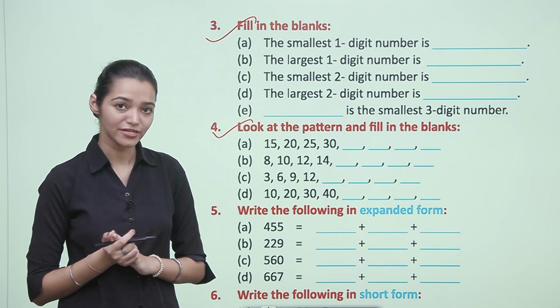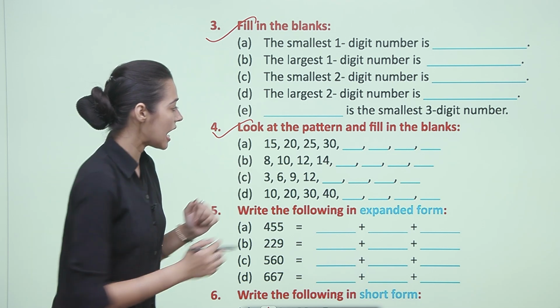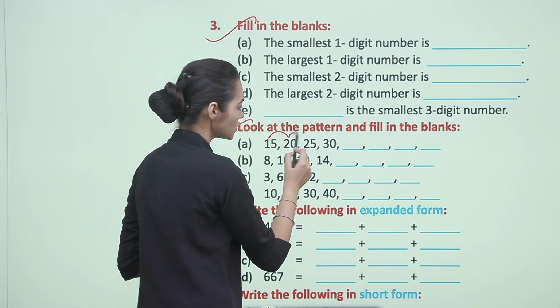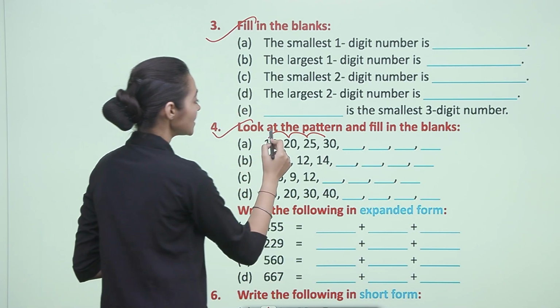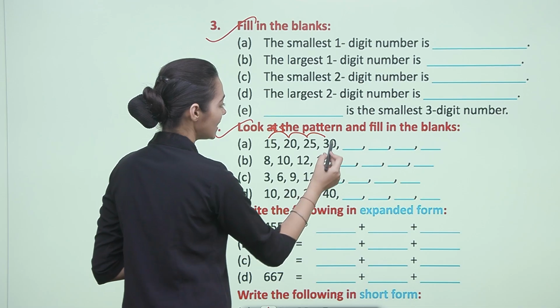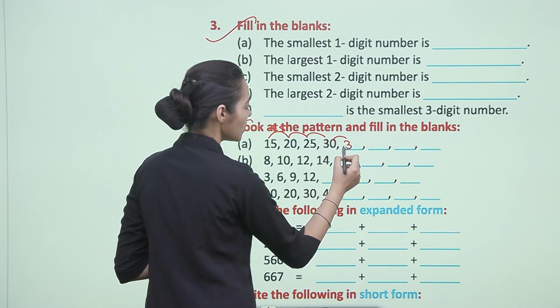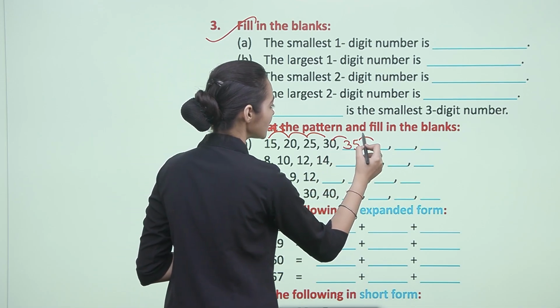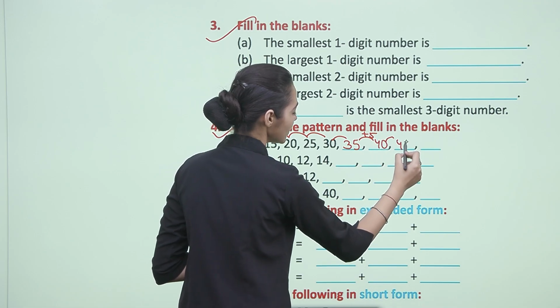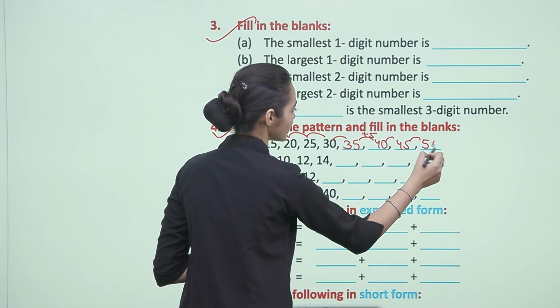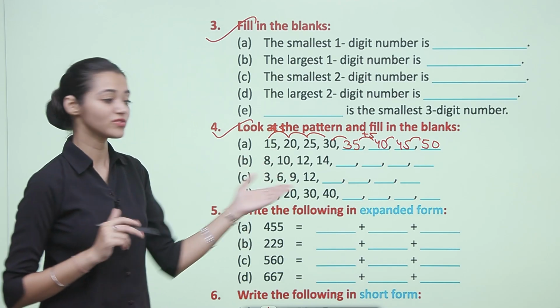Here we have to look at the pattern first. The pattern is 15, after that it's 20, then 25, then 30. That means we are adding plus 5 to the previous number, and when we add plus 5 to this, it will be very good 35, plus 5 to this, it will be 40, plus 5 to this, it will be 45, and the next one will be 50. That's how we have to complete this pattern.